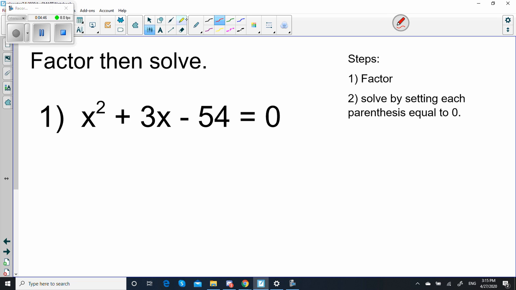So I'm looking for factors of -54 that give me a sum of +3. So remember, I'm not going to mess with the negatives at first. I'm looking for a sum or a difference here. So I'm thinking 1 times 54. Well, if I add those, that's 55. And if I subtract them, it's 53. So that's not it. So how about 2?